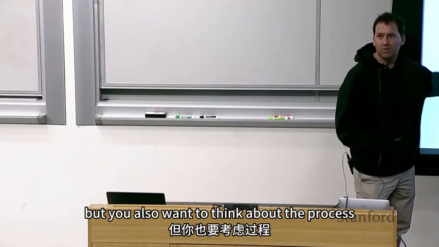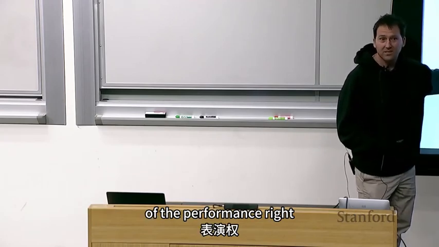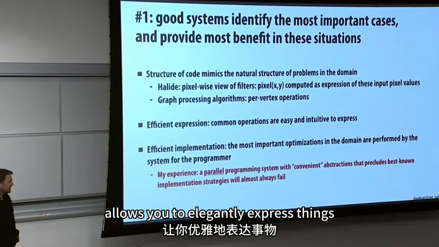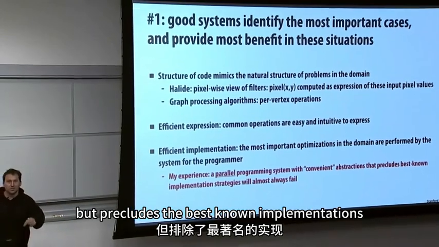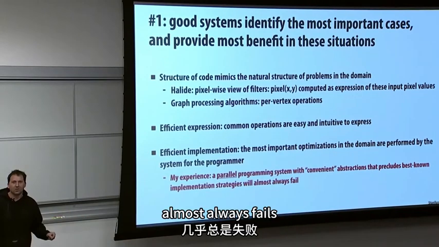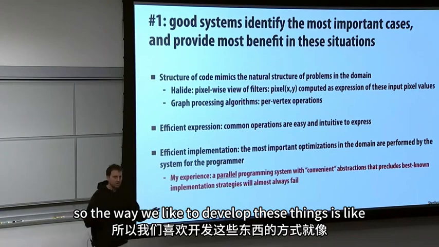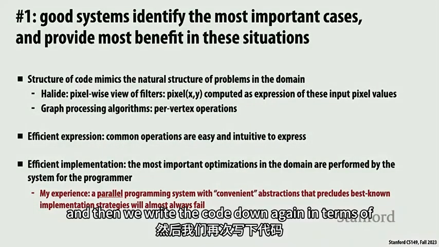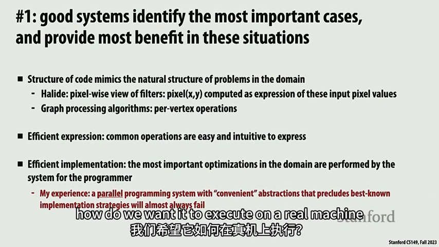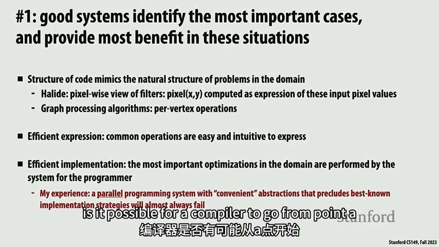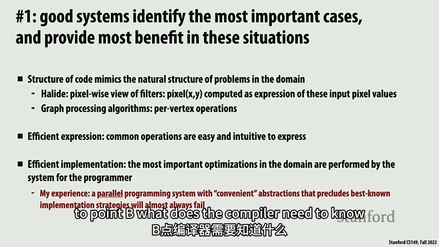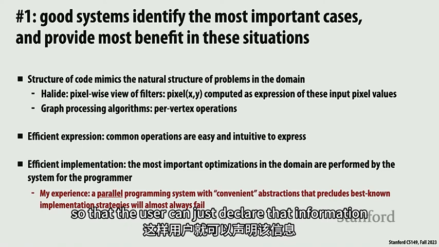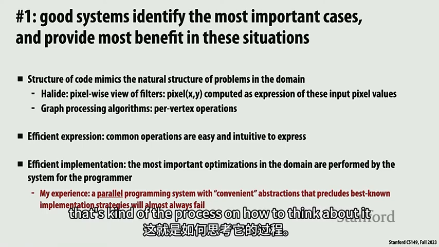But you also want to think about the performance, right? So a parallel programming system that is really convenient and allows you to elegantly express things, but precludes the best known implementations, almost always fails. So the way we like to develop these things is we write the code down in terms of how the user would want to write things, and then we write the code down again in terms of how we want it to execute on a real machine. And we start thinking about, is it possible for a compiler to go from point A to point B? What does the compiler need to know? And then we start adding a little bit more to the front end so that the user can just declare that information. That's kind of the process on how to think about it.